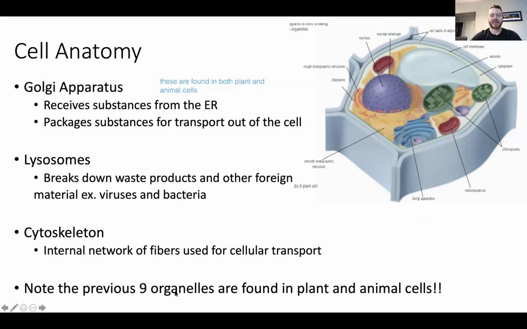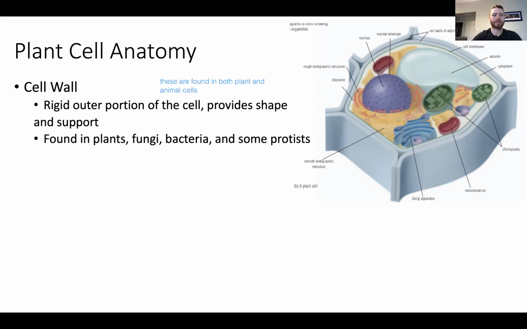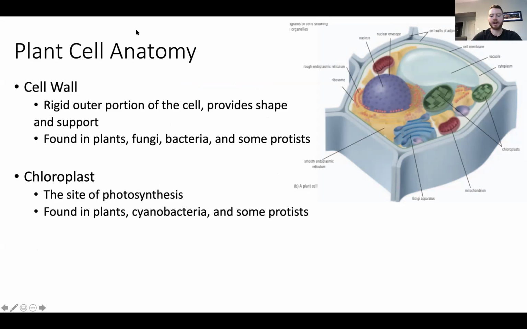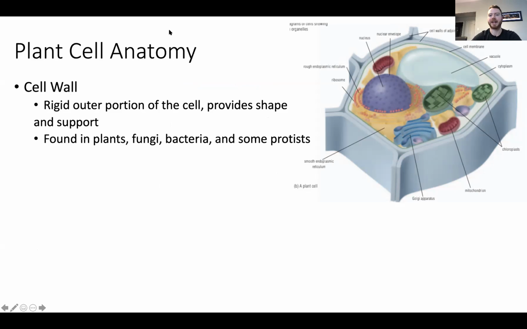The previous 9 organelles that we talked about are found in both plant and animal cells. The next organelles we're going to talk about are only going to be found in plant cells. So let's get rid of that. Excellent. Now we are talking about plant cell anatomy. These are only found in plant cells.